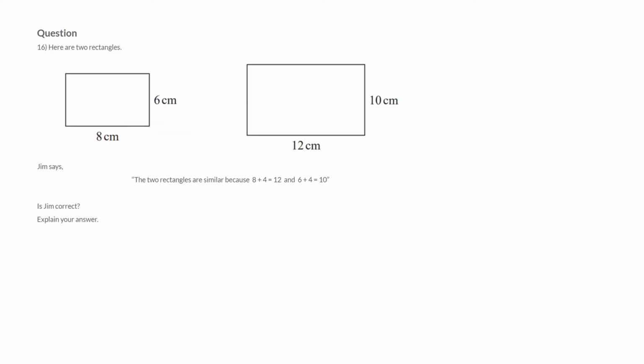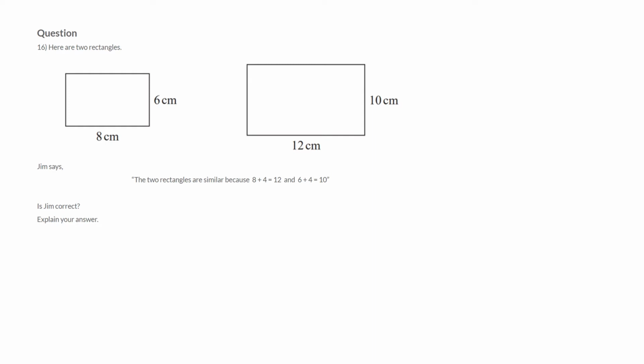Look at a question involving two rectangles. Because we're told that these shapes are rectangles, we know that the angle criterion is met. So we've got our 4 equal corresponding angles. Now we need to have a look at our side lengths. Jim says the two rectangles are similar because 8 plus 4 equals 12 and 6 plus 4 equals 10. Is Jim correct? Explain your answer.